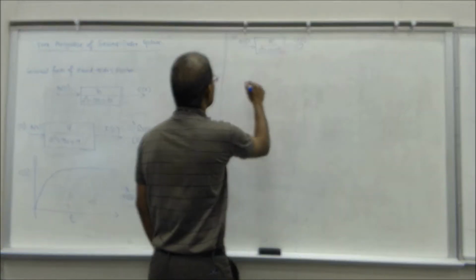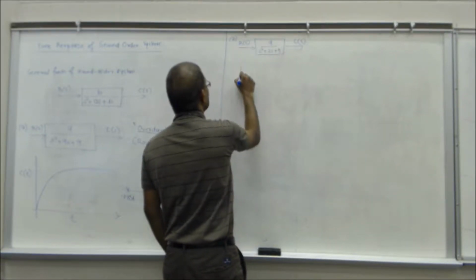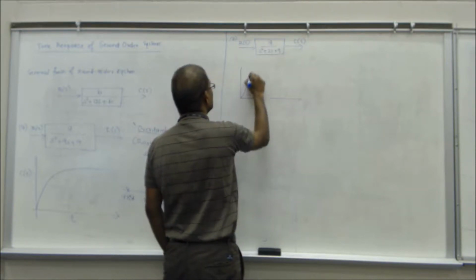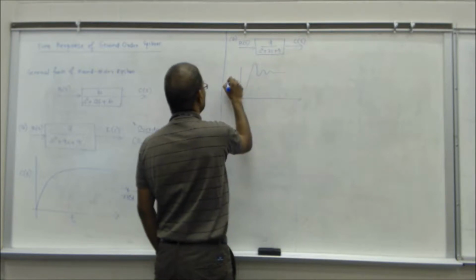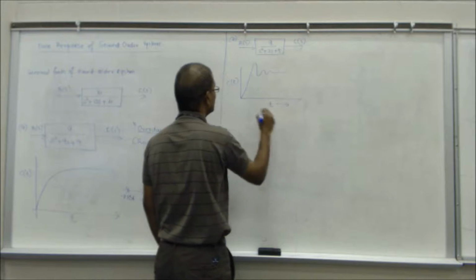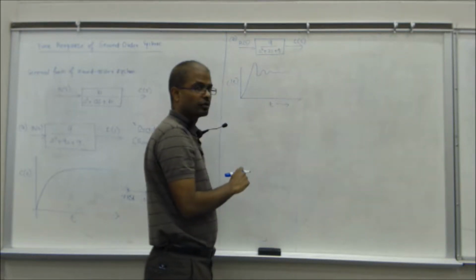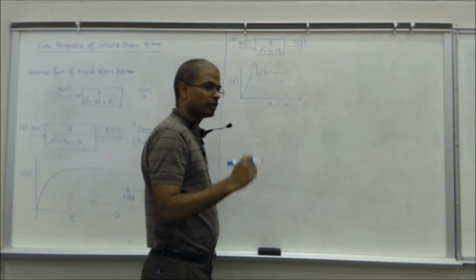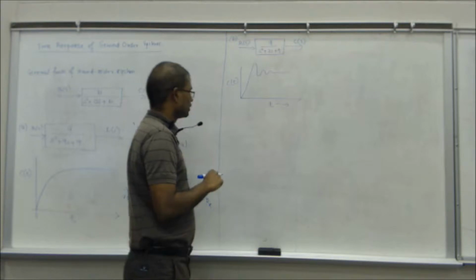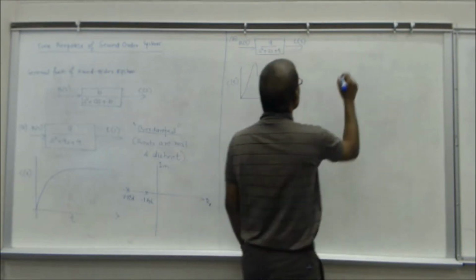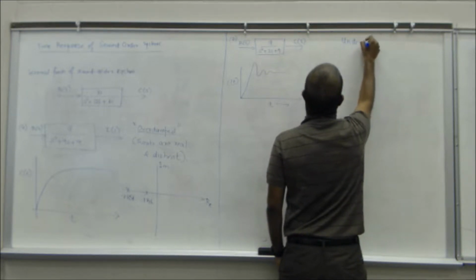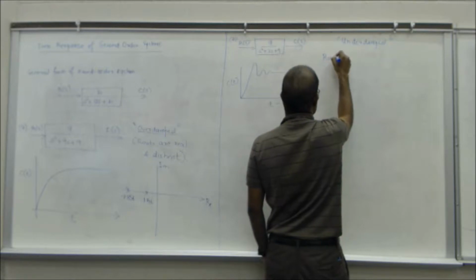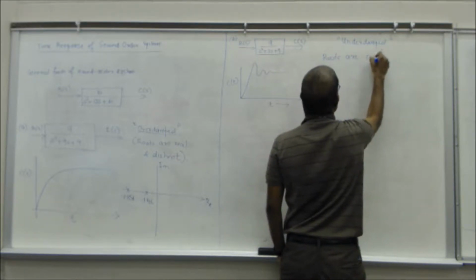So the second one is this. Here, if you look at the response, if you have a damper, it just does that, right? But if it has a spring, it will keep doing that. So if you have roots like this, this is an under-damped system. So here roots are complex. Okay.